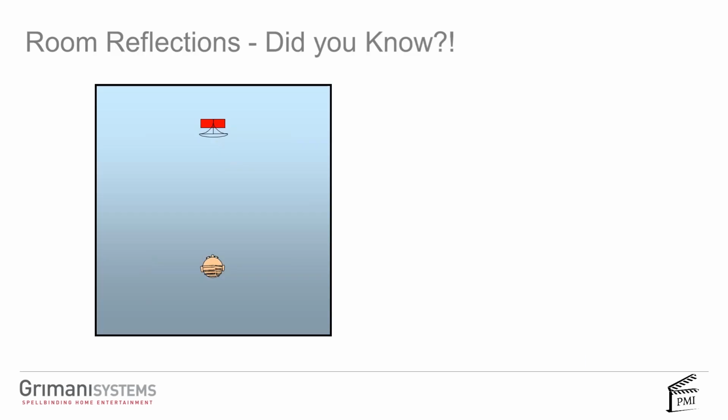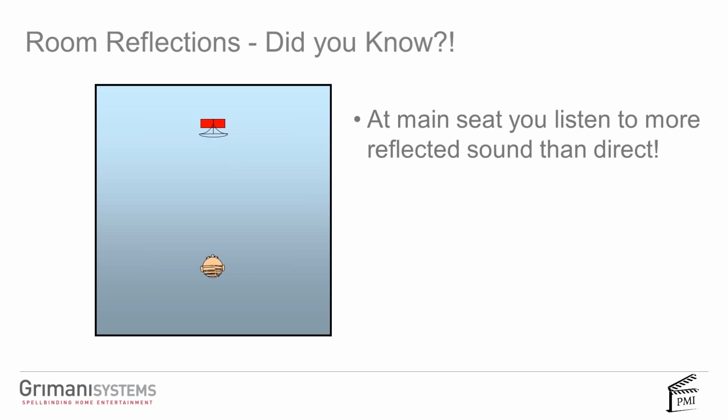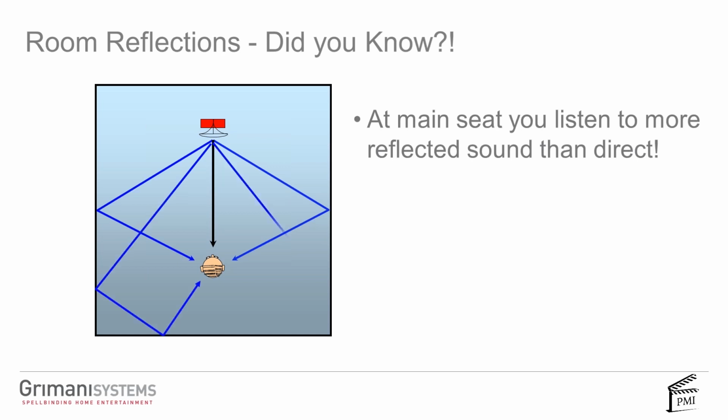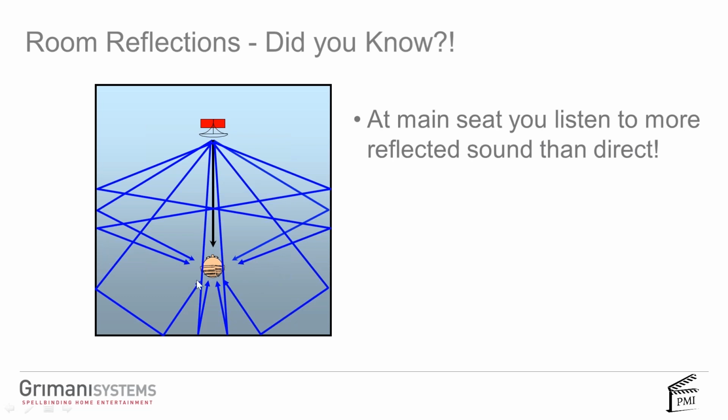So did you know that at the main seat of a listening room, you actually are listening to more reflected sound than direct? So look at this diagram. The black is the direct sounds. That's the sound that's going from the speaker to you. And then blue are a few arrows of reflections. There's more of those reflections than there are direct sounds.